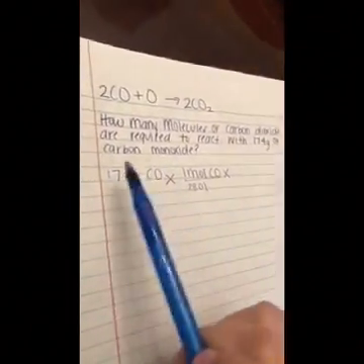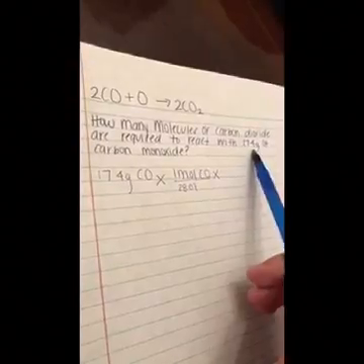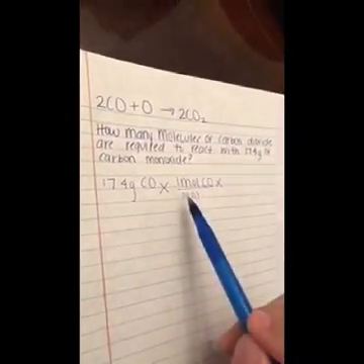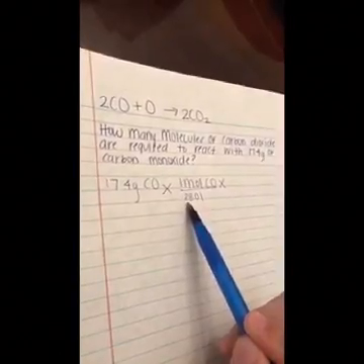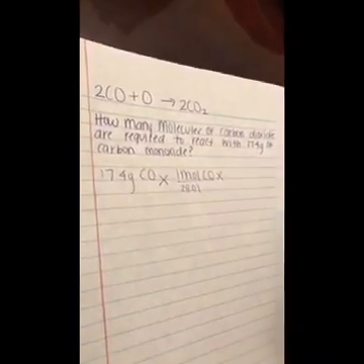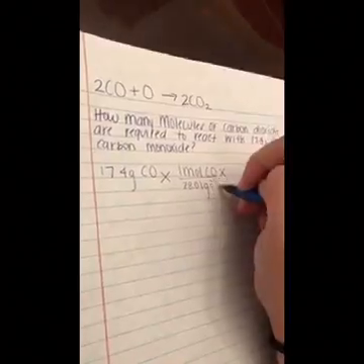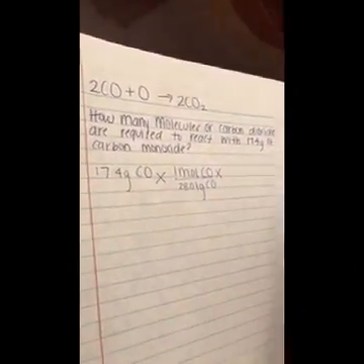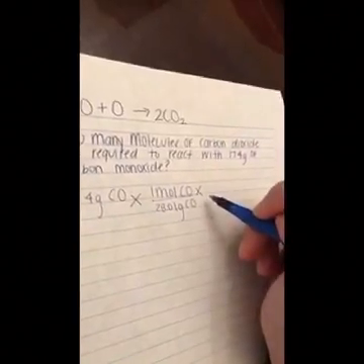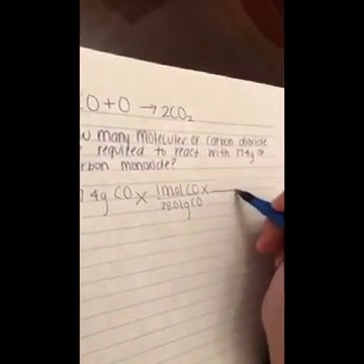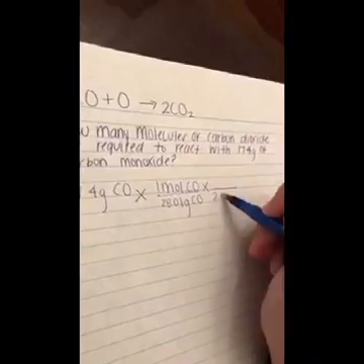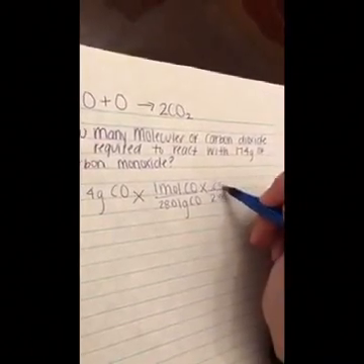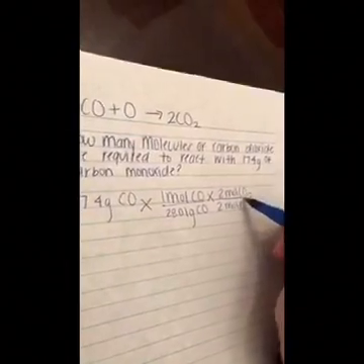Therefore, we start with the number we are given, which is 174 grams of carbon monoxide, and we multiply that by the molar mass, which is 28.01 grams of carbon monoxide equals 1 mole. These are equivalent to each other. Then we use the mole to mole ratio, which is 2 moles of CO equals 2 moles of CO2.